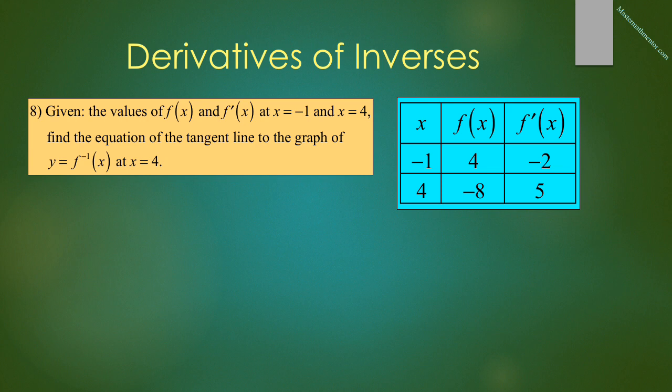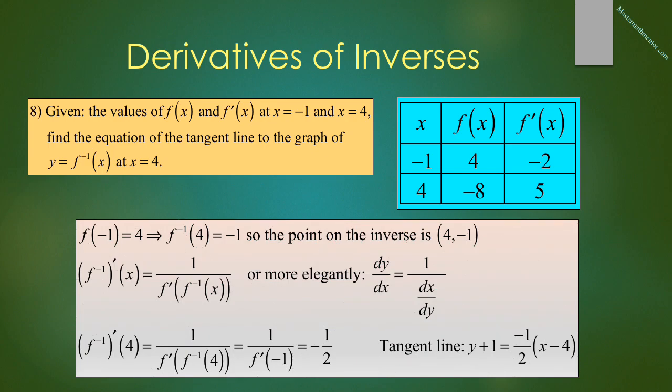A problem almost guaranteed to be on the AP exam is like number 8. Given the values of f of x and f prime of x at x is equal to -1 and x is equal to 4, find the equation of the tangent line to the graph of y equals f inverse of x at x is equal to 4. We are given a table with two values of x, -1 and 4. We are also given the values of f of x and f prime of x at those two values of x.